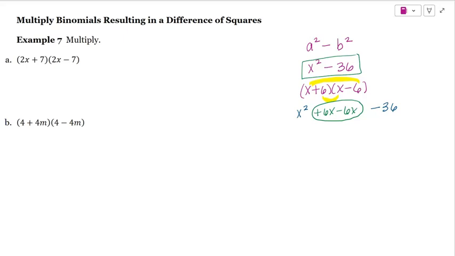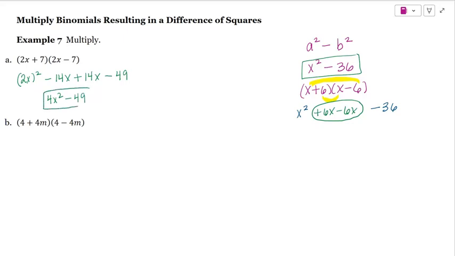If I were to multiply this out systematically, the first terms would be 2x times 2x. The outer terms are negative 14x, and then the inner is positive 14x. And then the last terms are a negative 49. So I've got 4x squared minus 49.